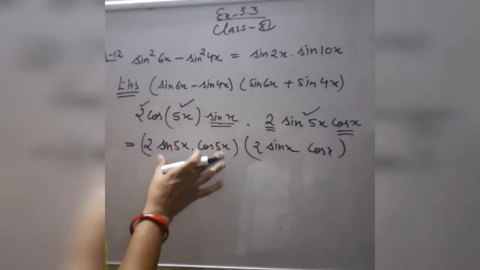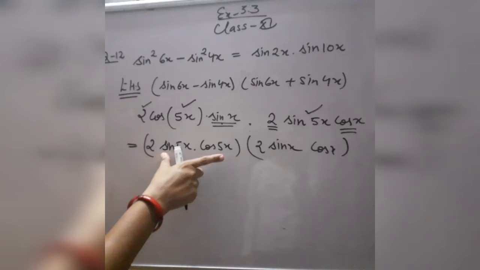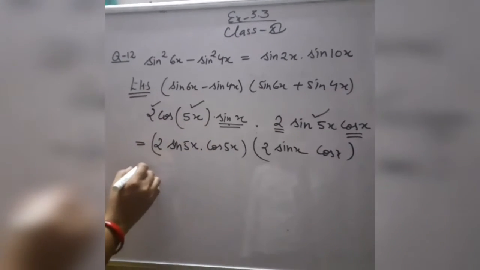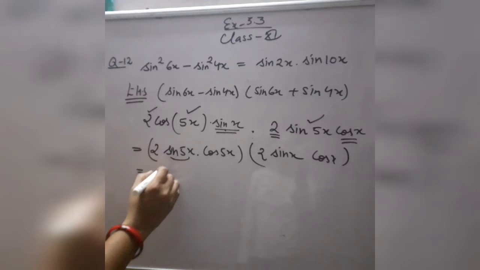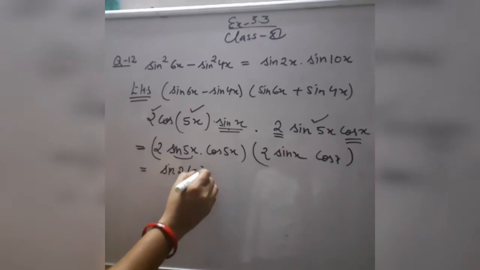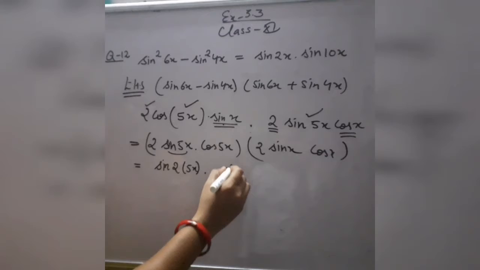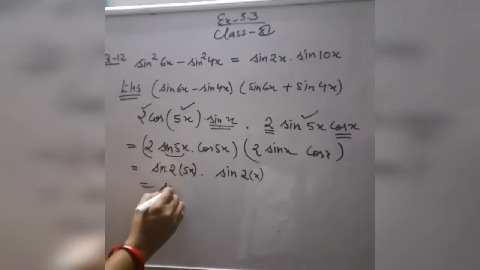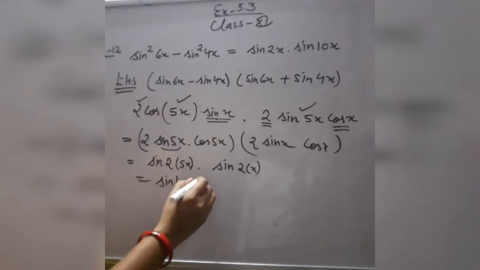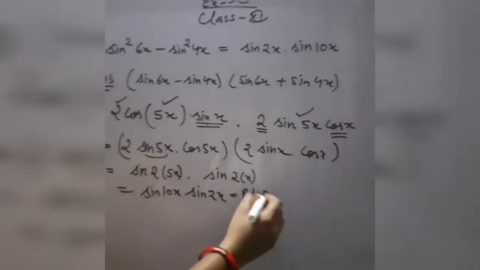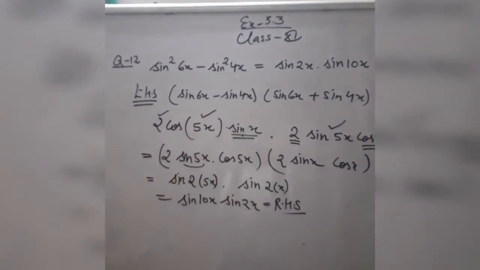Why are we taking these terms together? Because this is the formula of sin 2x. 2 sin x into cos x equals sin 2x, but now in place of x, 5x is written here, so it becomes sin 2 into 5x. Similarly the other bracket equals sin 2 into x. And 2 into 5x can be written as sin 10x, and this is sin 2x, which equals the right hand side. Hence the given sum is proved.